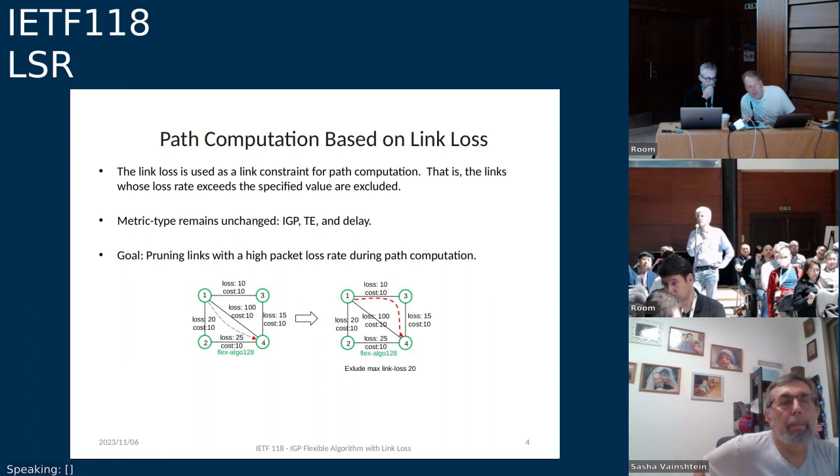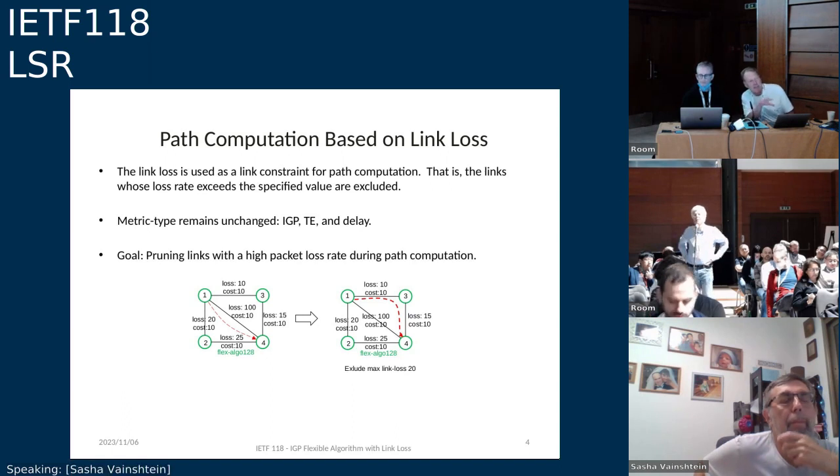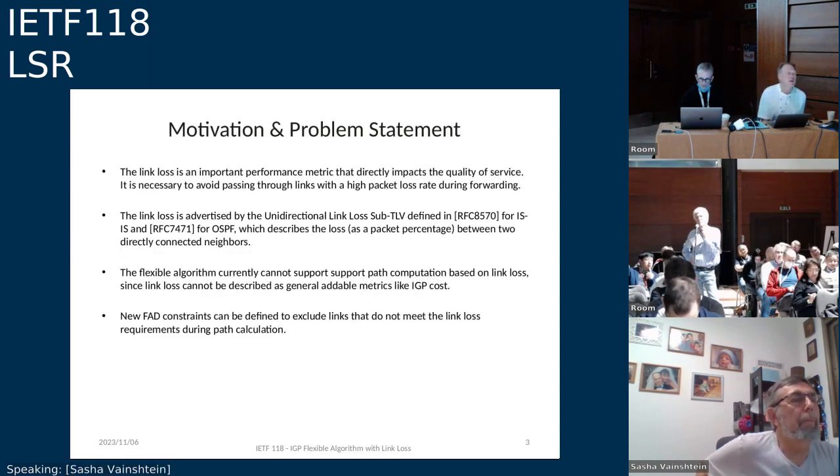I agree with you, but in the TE link metrics, the traffic engineering metrics that we have today, we only have a single number. Picking on this draft with all the different types of link loss, it's a bigger problem. I agree. I'm just mentioning that it should be kept in mind when you're working with link loss.